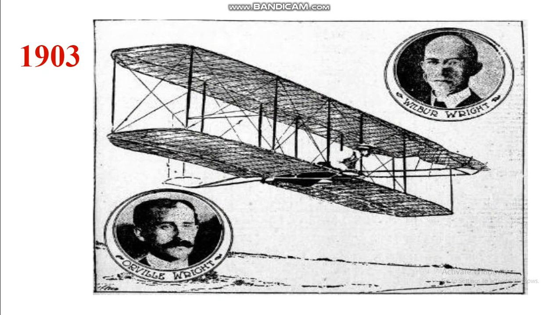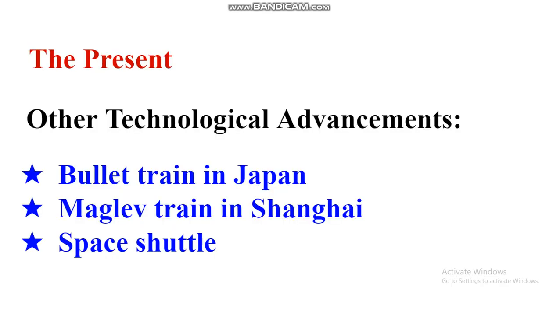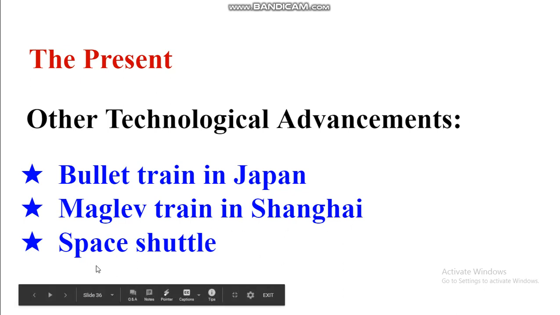Today, pilots of modern airplanes still use the control system developed by the Wright brothers over 100 years ago. Their success was the first powered, controlled, and sustained flight. There were other technological advancements such as the bullet train in Japan, the maglev train in Shanghai, and the space shuttle for space exploration.